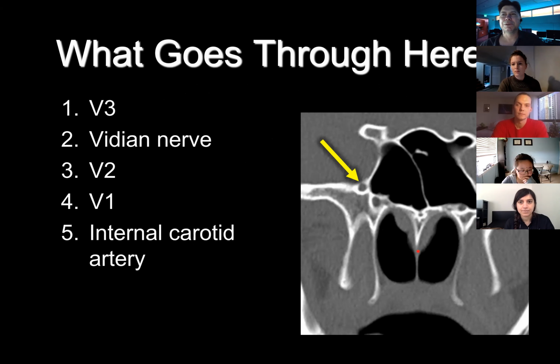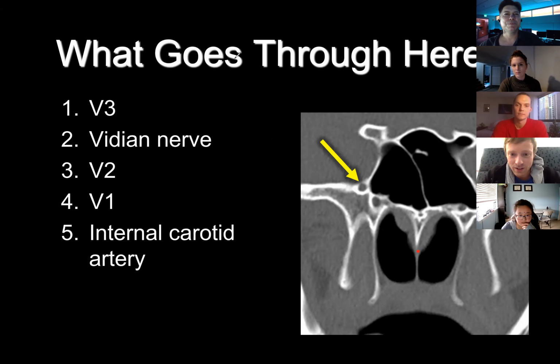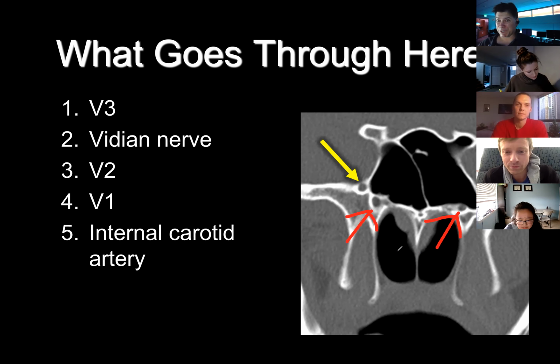All right, what goes through here? So I'm looking at a coronal CT through the base of the skull, at the level of the sphenoid sinus. These are sphenoids, right? And it's a bone kernel, and I think this is the Vidian canal. What's your second guess? That's the Vidian canal, good. Or pterygoid canal. Vidian, if you like to name stuff after dead people. So the pterygoid nerve or Vidian nerve goes through there.